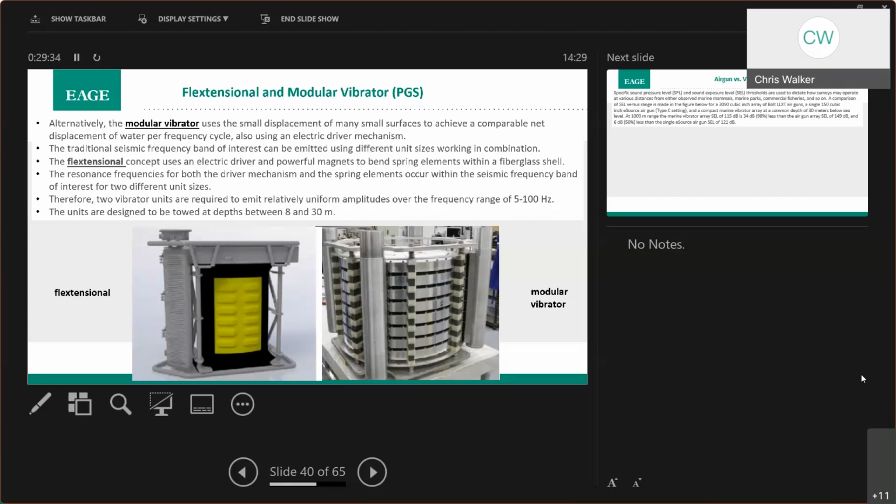And so you actually can tune these to produce a resonant frequency. Subtone, one of the PGS units, has a resonant frequency just below 10 hertz. And then the other unit has a higher resonant frequency, just under 20 hertz. And by using them in parallel at different depths, you can get relatively uniform amplitude output over a 5 to 100 hertz band, and they are operating, say, at different depths. Next slide, please.